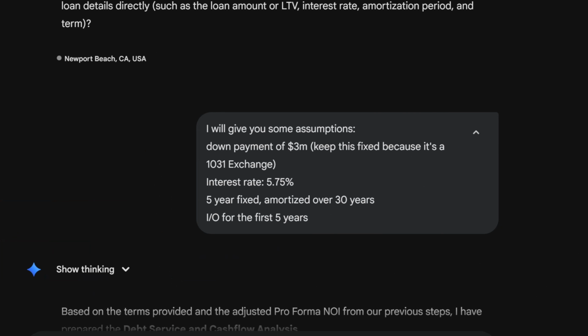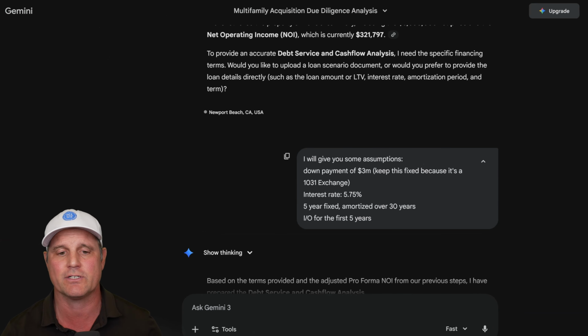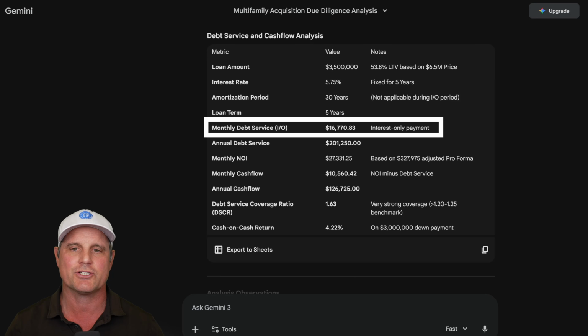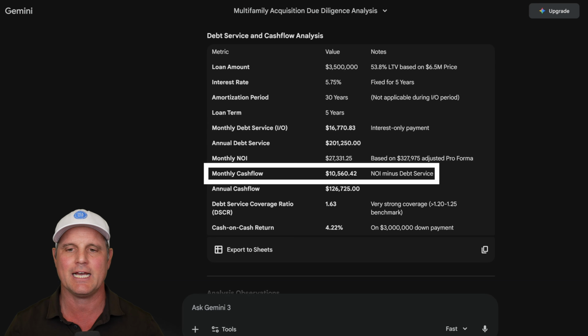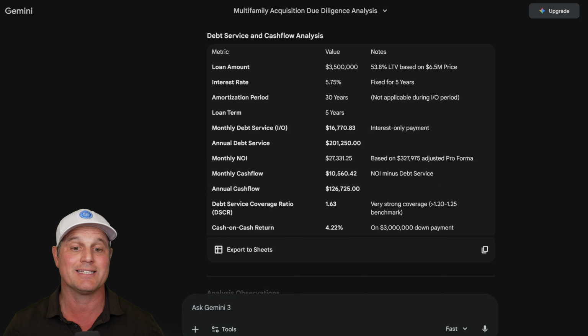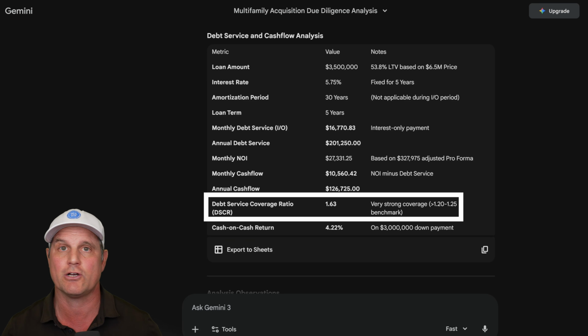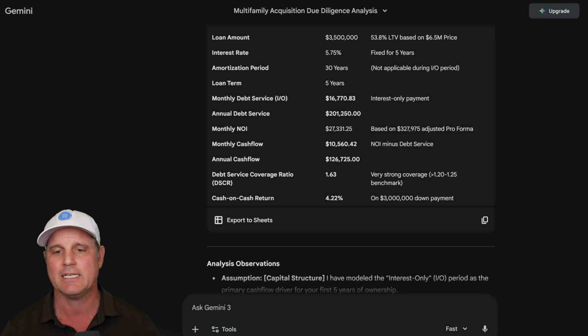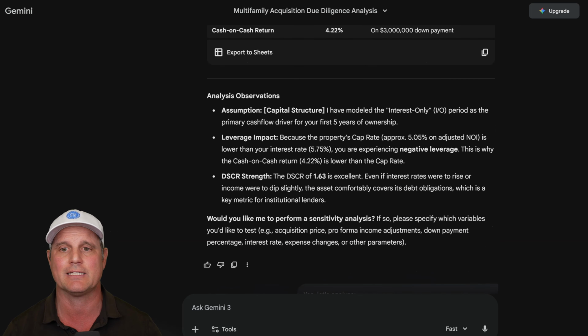We'll use an interest rate of 5.75%. You could choose whatever you want here. So I did a 5-year fixed, amortized over 30 years, and we're going to do interest only for the first 5 years. And here we go. We have the analysis. What it's showing is the interest only payment. It shows us our monthly cash flow, and it's showing the debt service coverage ratio is definitely met. I didn't think we'd have an issue there. And our cash on cash return, if that's important to you, is 4.22 based on that down payment.